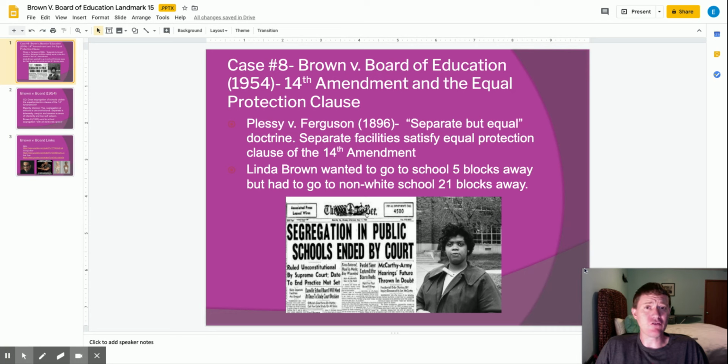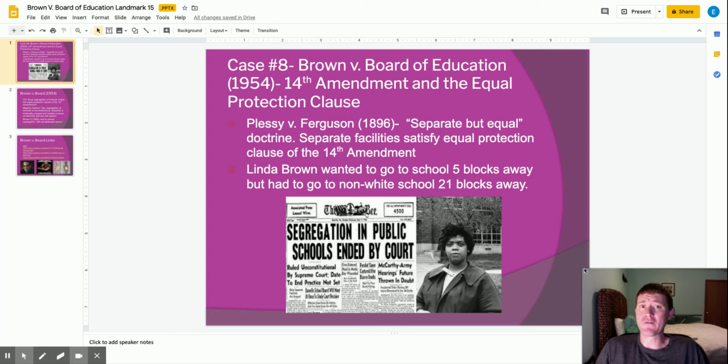But some other things you should understand is that Brown versus Board overturned a previous case, Plessy v. Ferguson, 1896. In Plessy v. Ferguson, the court ruled that it was okay to have segregation, and established the separate but equal doctrine. So in 1896, the court ruled that separate but equal was okay, in line with the 14th Amendment Equal Protection Clause. And then Brown versus Board is going to overturn that.